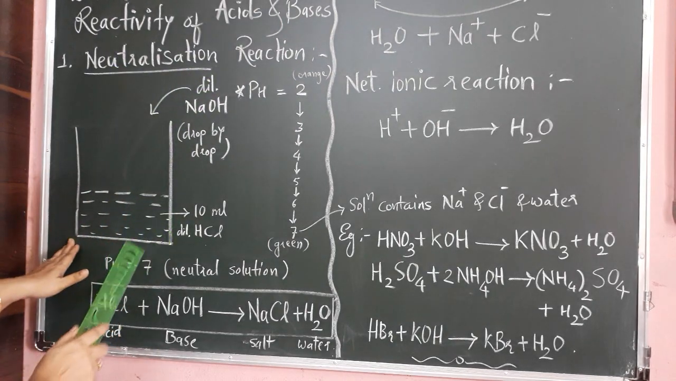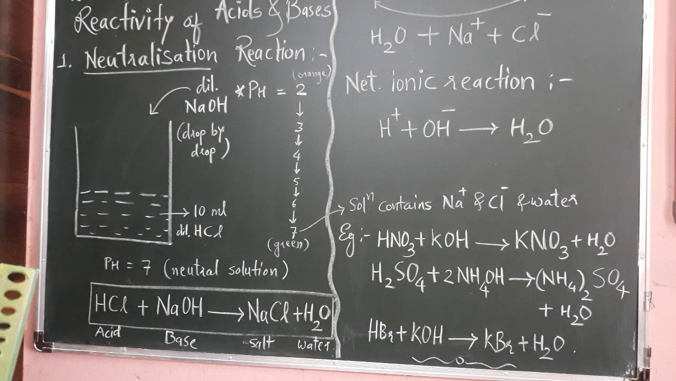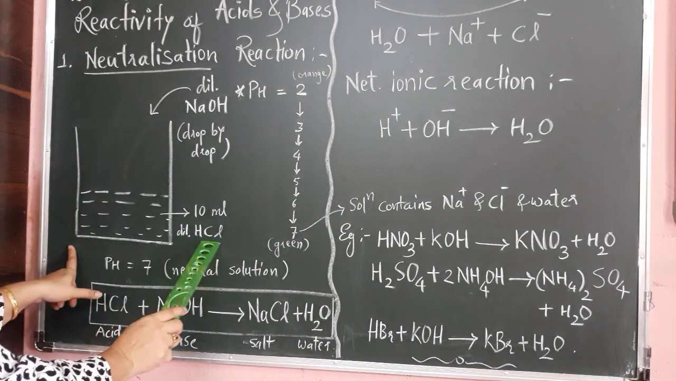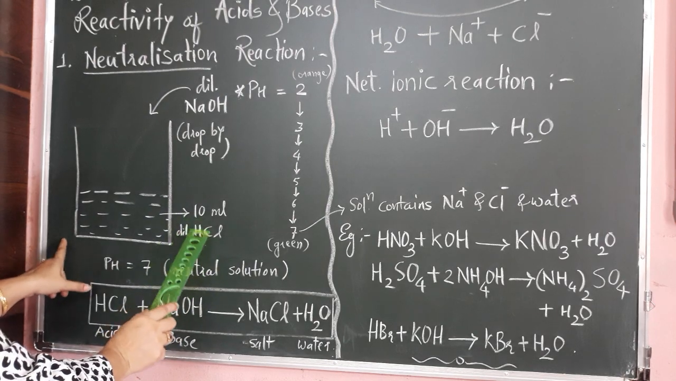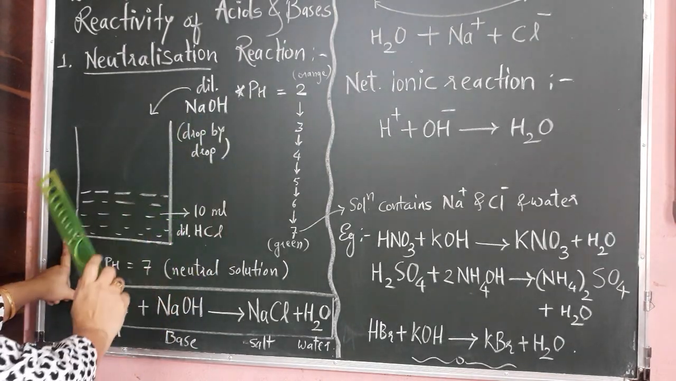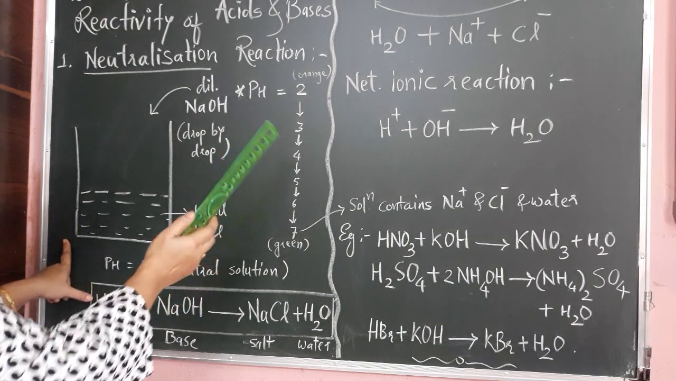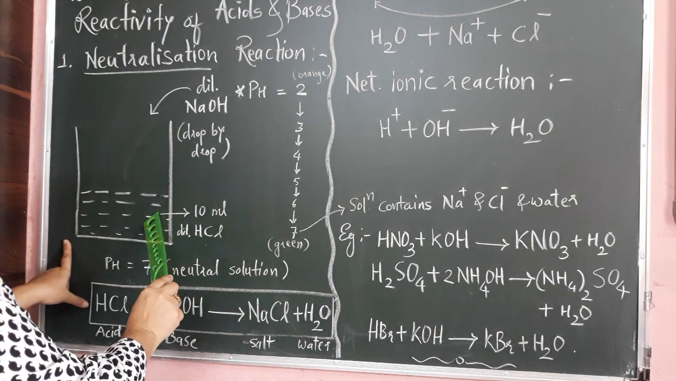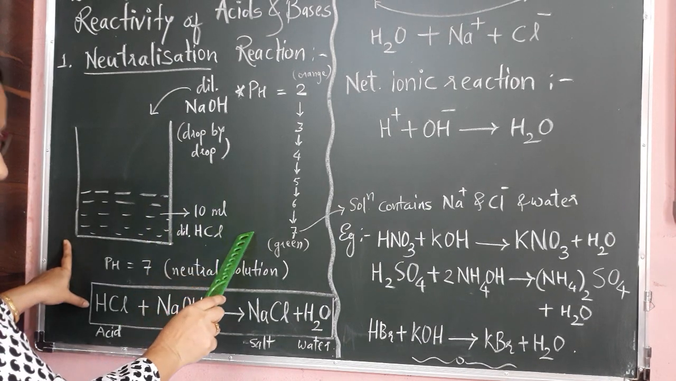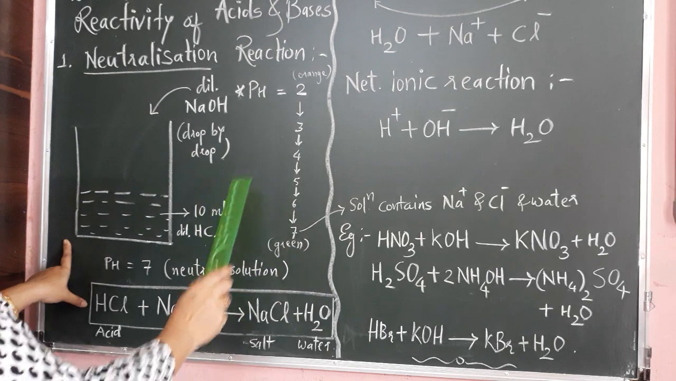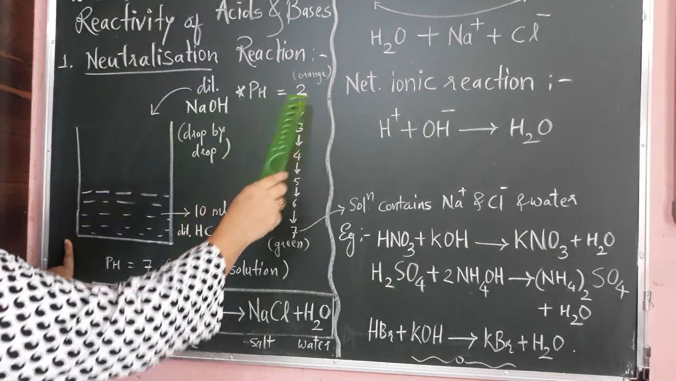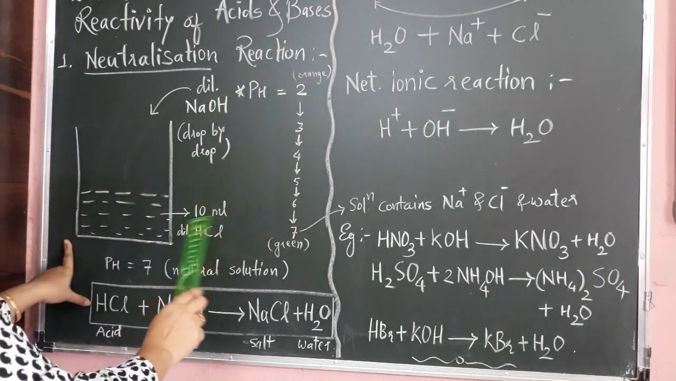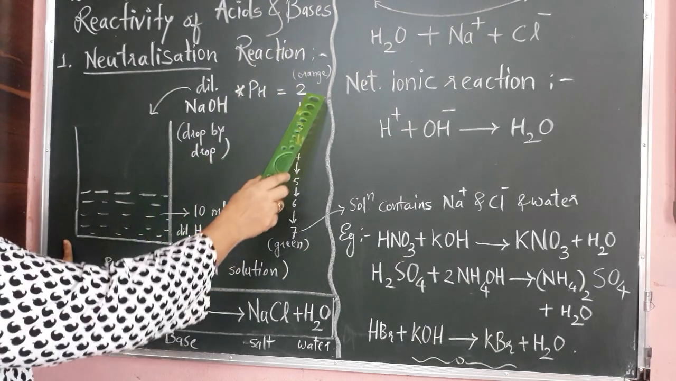Consider this activity. In a beaker we take 10 ml of dilute HCl. Then we measure the pH of the solution. How do we measure the pH? By using a pH paper. We take a drop of this HCl, put it on the pH paper, and from the color we determine the pH. We get orange color on the pH paper and that indicates pH 2. So the pH of this solution is 2.